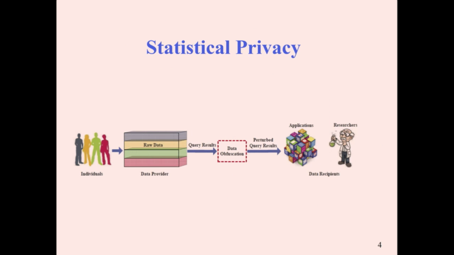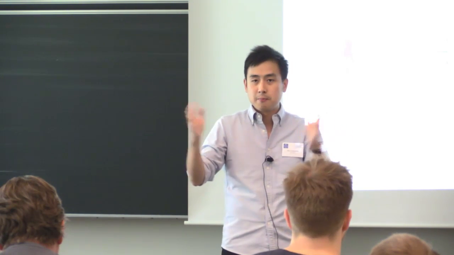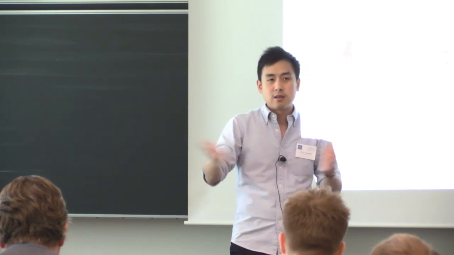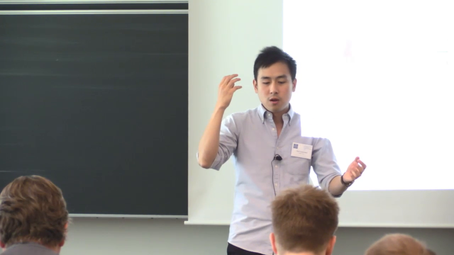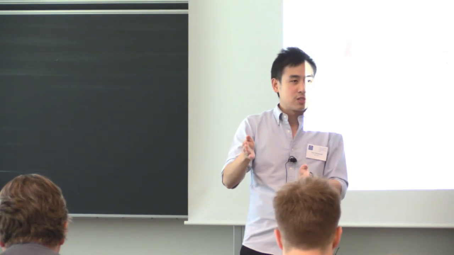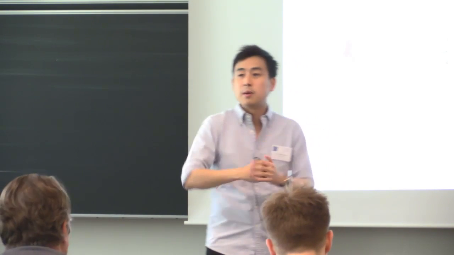So with this come frameworks of statistical privacy, which is a class of frameworks. A lot of them rely on perturbation in some way to protect privacy. Usually you start with the individuals on the left, and then you have a data provider, or in GDPR terms, data controller, who collects all this raw data in a database. On the right-hand side, you have data recipients, or in GDPR terms, data processors, who want to build applications or do some analytics on this data. The interface between the data provider and the recipients is where the statistical privacy frameworks come in, when instead of giving the actual answer to the query, they put some perturbation into it to protect privacy.